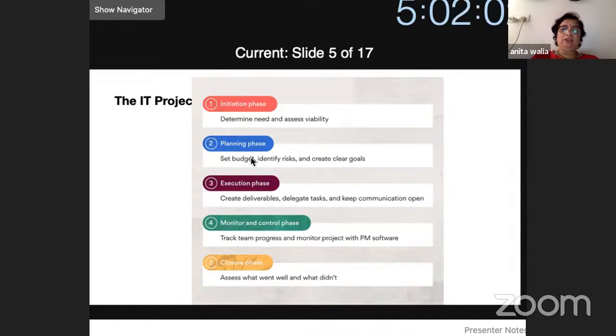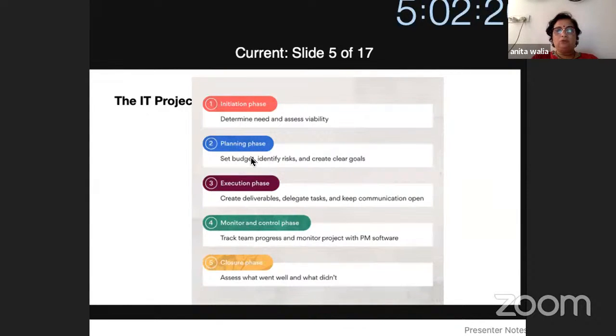Then comes the planning phase. Let's say you have done all this opportunity assessment: what is the market assessment, what is the gap between the existing product and your new product, your novel idea. Then you say that my product will do well and sell well. Then you come up with the planning phase.